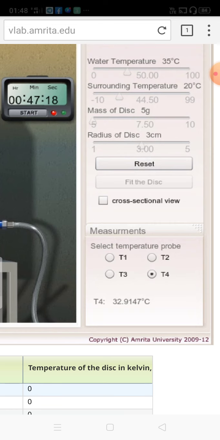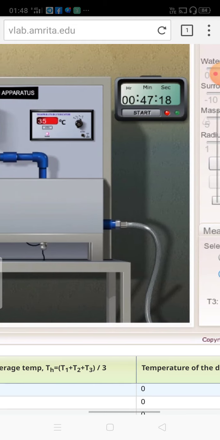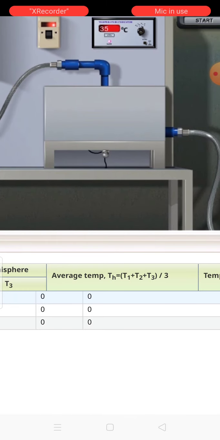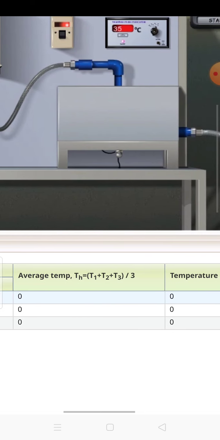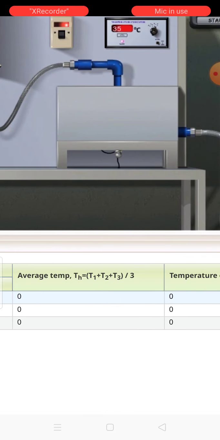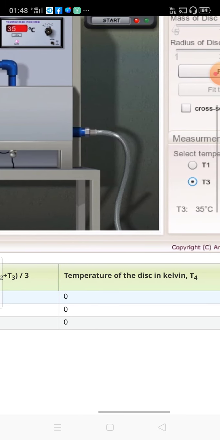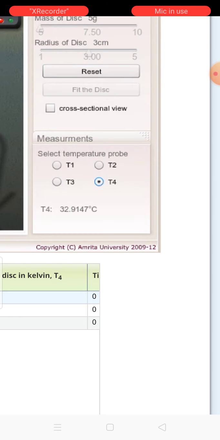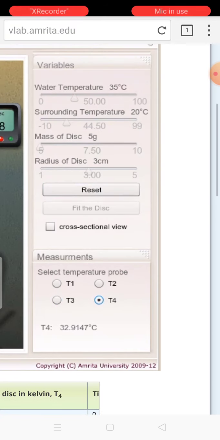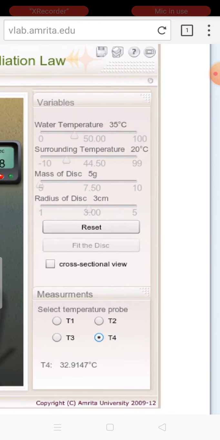Then you note the value of T1 again. T1 is 35, then T2 35, T3 35. So whatever value you got, you put over here T1, T2, T3, you will write it down. Then the average value of T1 plus T2 plus T3 by 3 you will write. Then the temperature of the disk T4, you got here, that is 32.91. Okay.